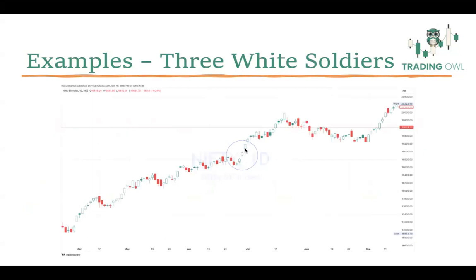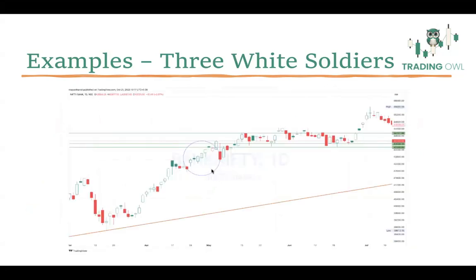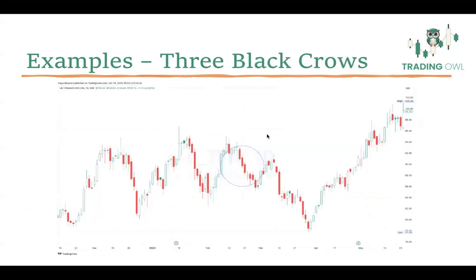Nifty, there are three white soldiers, and then the rally continues subsequently after that. This is Nifty again. You have 1, 2, 3, and it continues. There is a small dip in between. The stop loss doesn't get triggered. Overall, the rally continues. This is an example of the three black crows again. 1, 2, 3. There are three falls, and the fall continues in this.